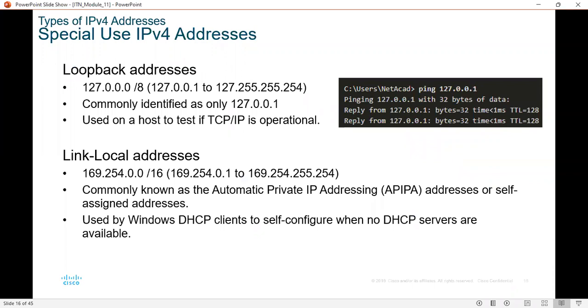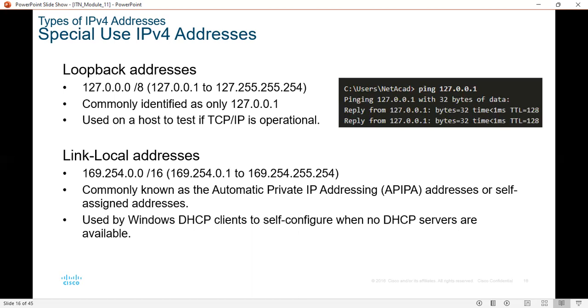So one of them is loopback addresses. It is used on a host to test if TCP/IP is working. Take for instance, maybe you are connected to the internet. If you want to know if TCP/IP is up and running, just ping this address, you will know. So that's what it's used for.